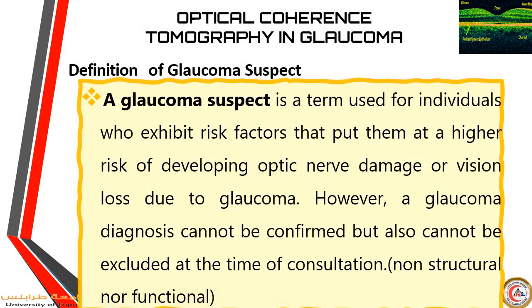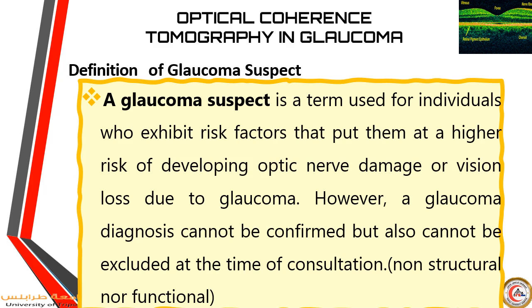The third definition is the glaucoma suspects. Glaucoma suspect is a stage earlier than pre-perimetric glaucoma. In this term, any individual patient who exhibits risk factors that put them at higher risk of developing optic nerve damage or vision loss due to glaucoma is defined as a glaucoma suspect. However, the definite diagnosis of glaucoma is not confirmed, but also cannot be excluded at the time of the consultation.